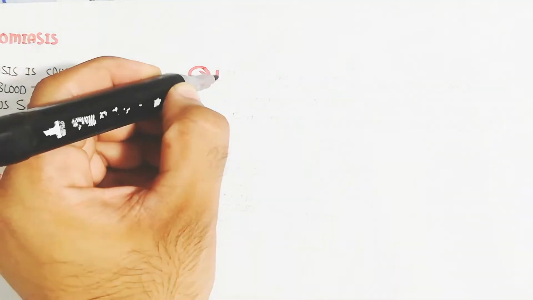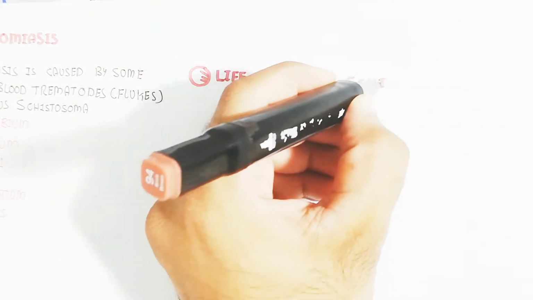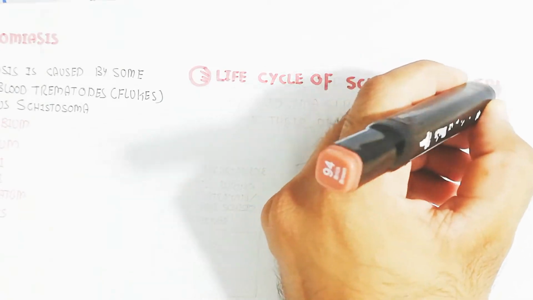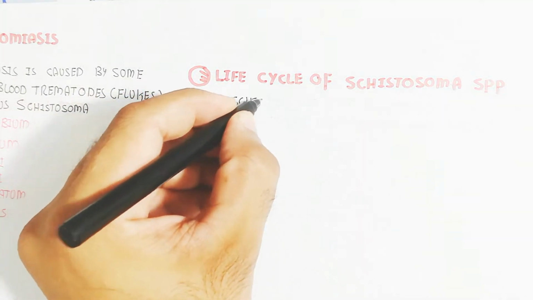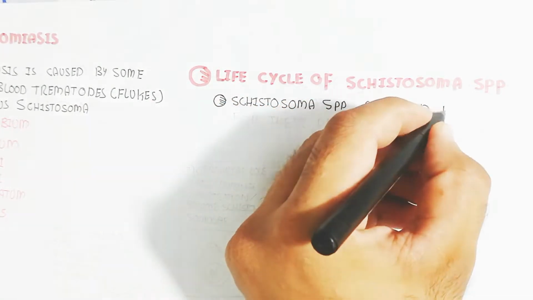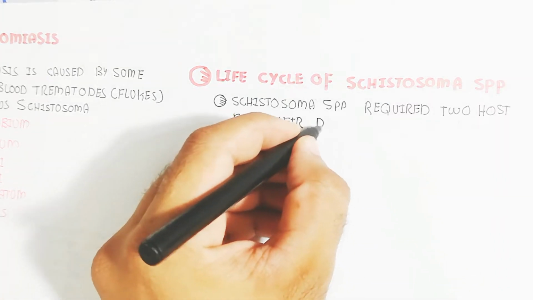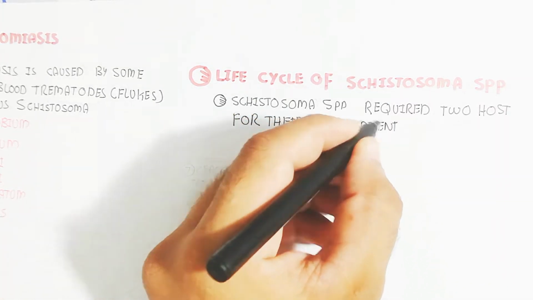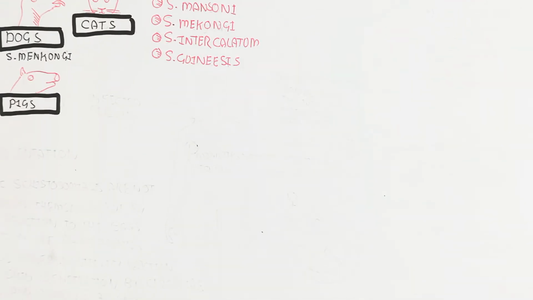So let's first understand the life cycle of Schistosoma species. The life cycle requires two hosts. The first is the snail and the second is the human or other mammal. In this video we will understand it with the human. The species require two hosts for their development and growth. We will also understand the clinical presentation at the end of the tutorial.